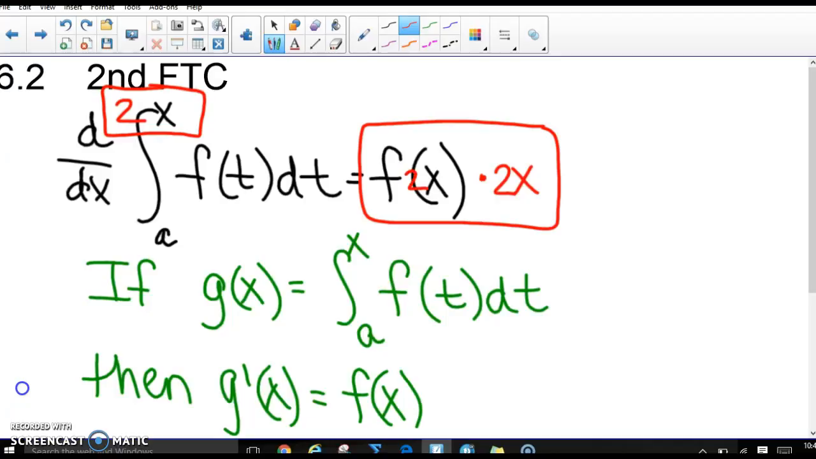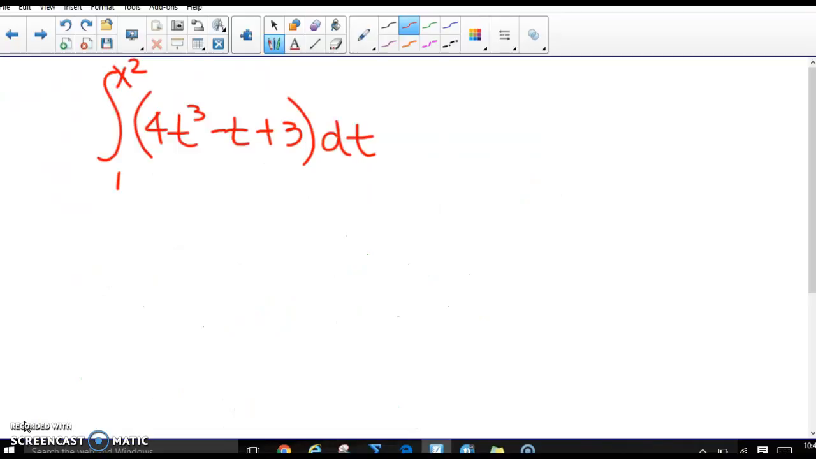Can you tell that you would have an f of 2 of x? Let's go through an actual example. Let's look at this example. I don't want to just integrate this. What I ultimately want to do is take the derivative with respect to x. Pause this and see if you can figure out the answer.